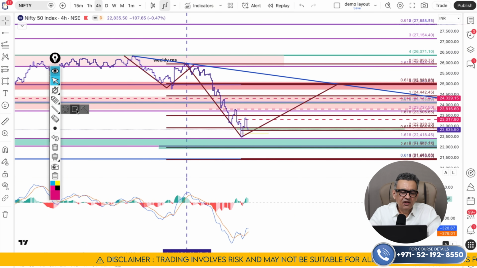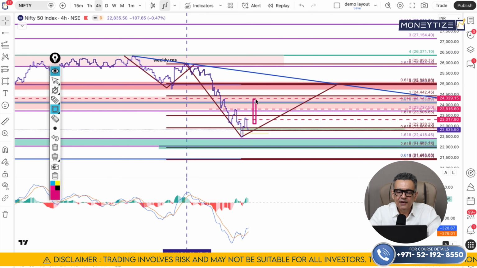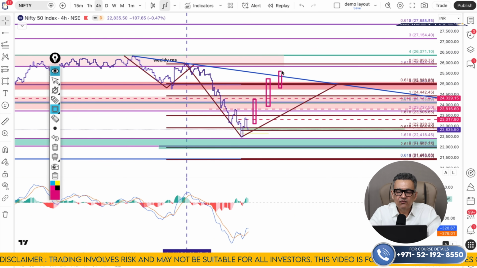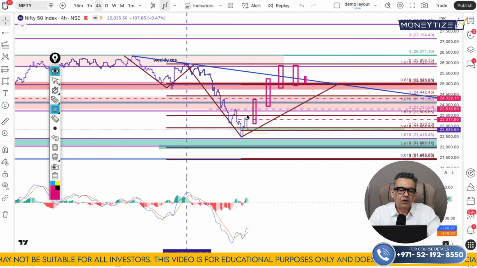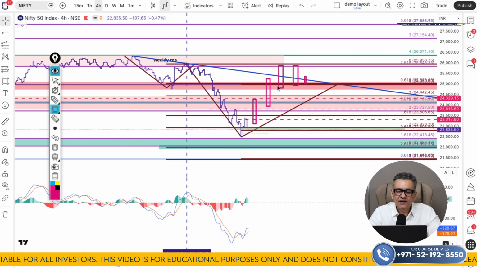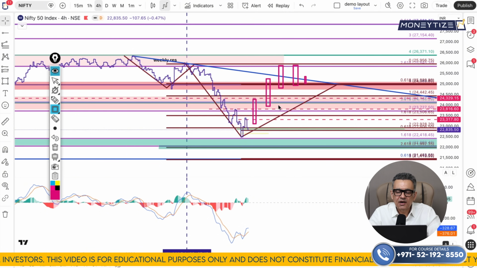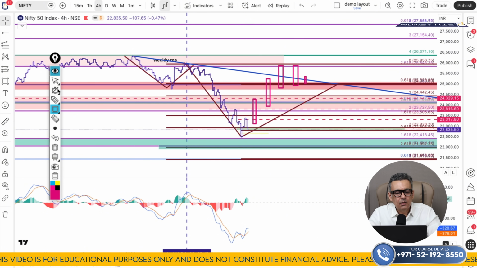Now, a convincing break above, a direct breakout above 25,000 and holding above 25,000 will invalidate the current bearish setup, but the probability is very low. So most likely we are now getting ready for the short-term corrective bounce and then continuation lower.